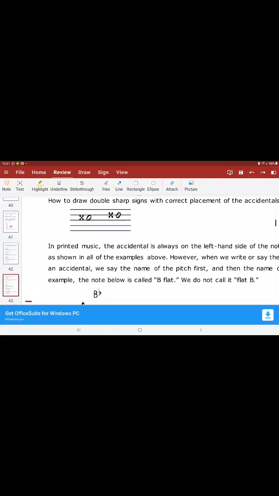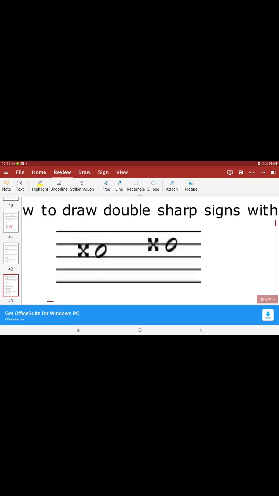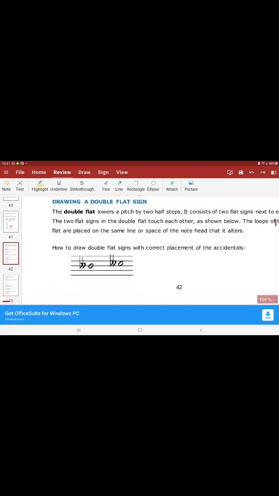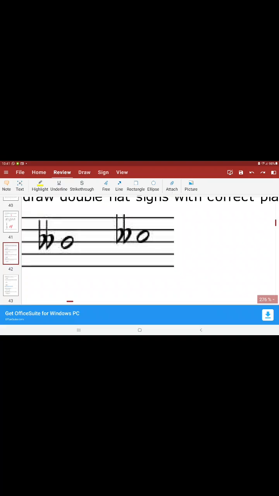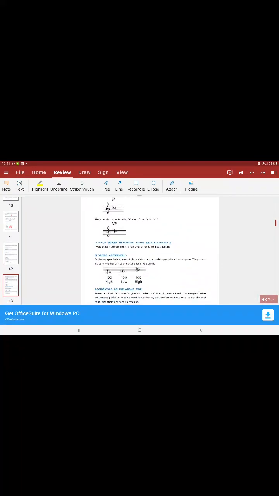Yes, this is a double sharp, what it looks like. This is a double flat, how you put it if need be.